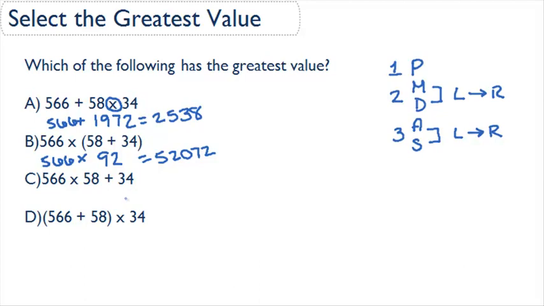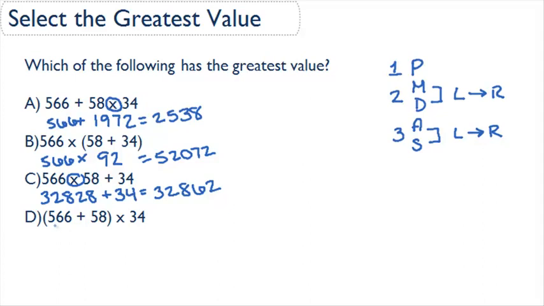Here again we don't have any parentheses, so we're going to skip to our second step of multiplication. 566 times 58 is 32,828, and we're going to add 34 to that, which is going to give us a grand total of 32,862. And we're going to move on to our fourth option.